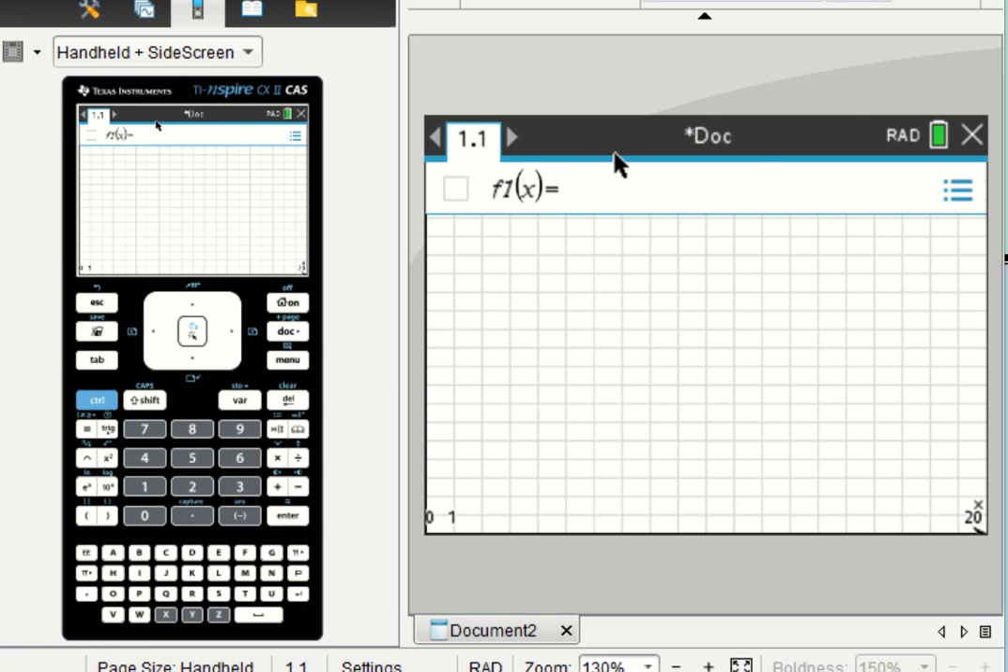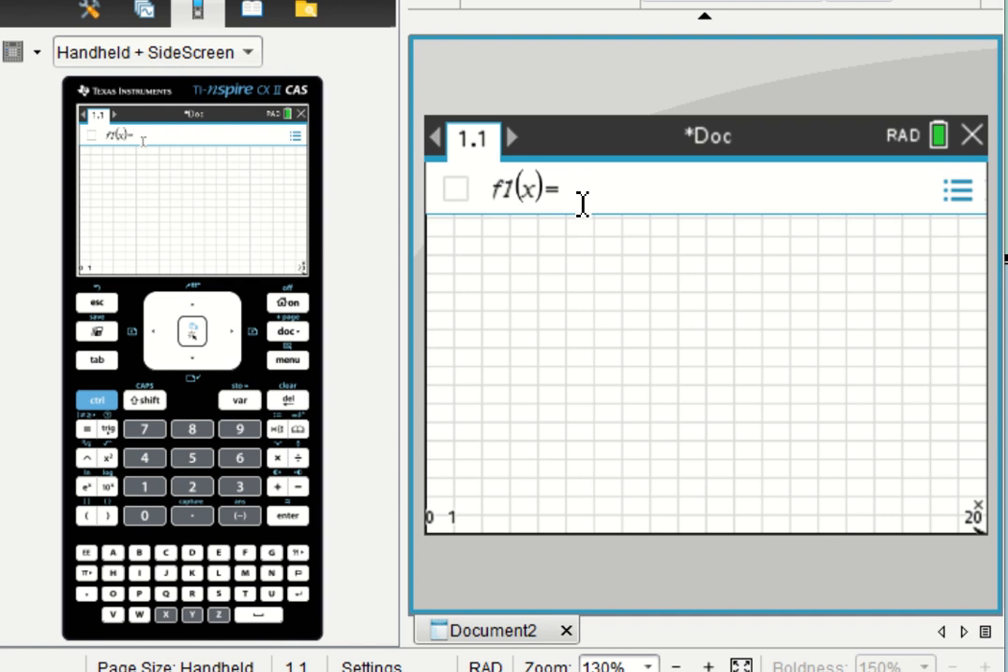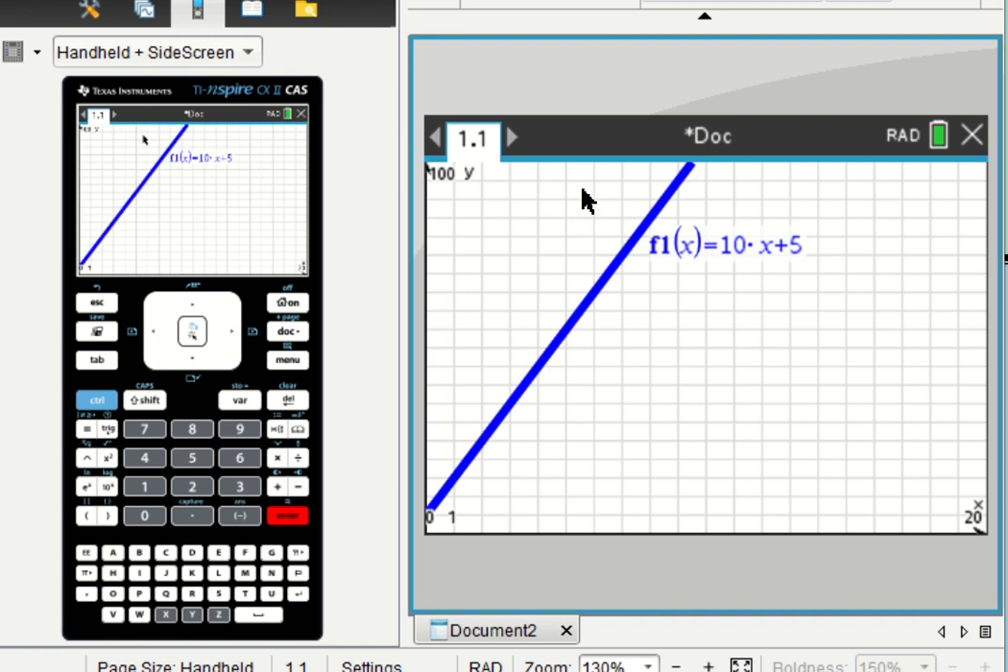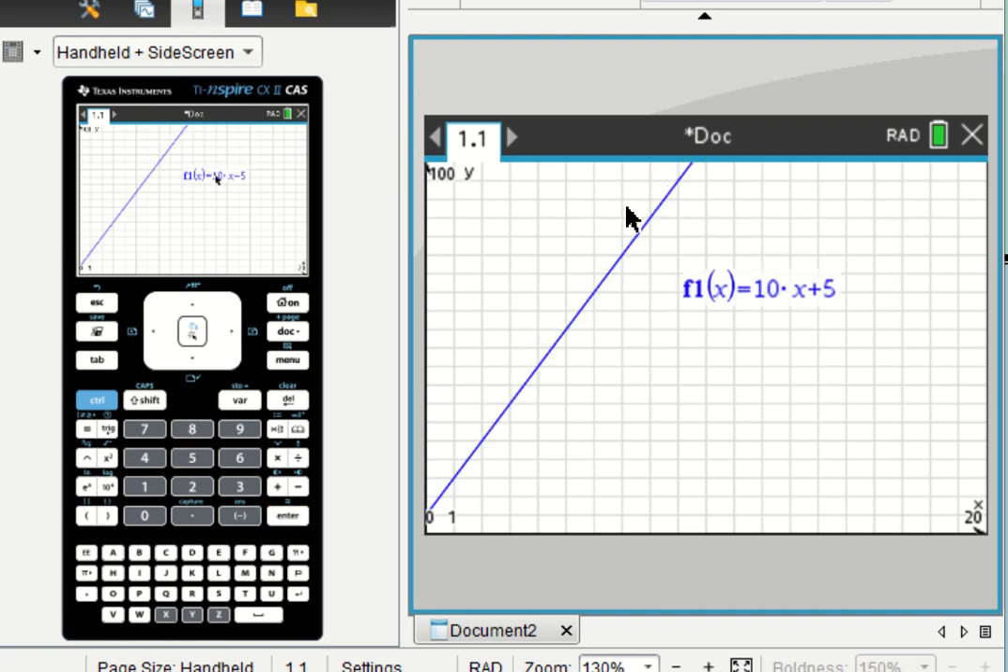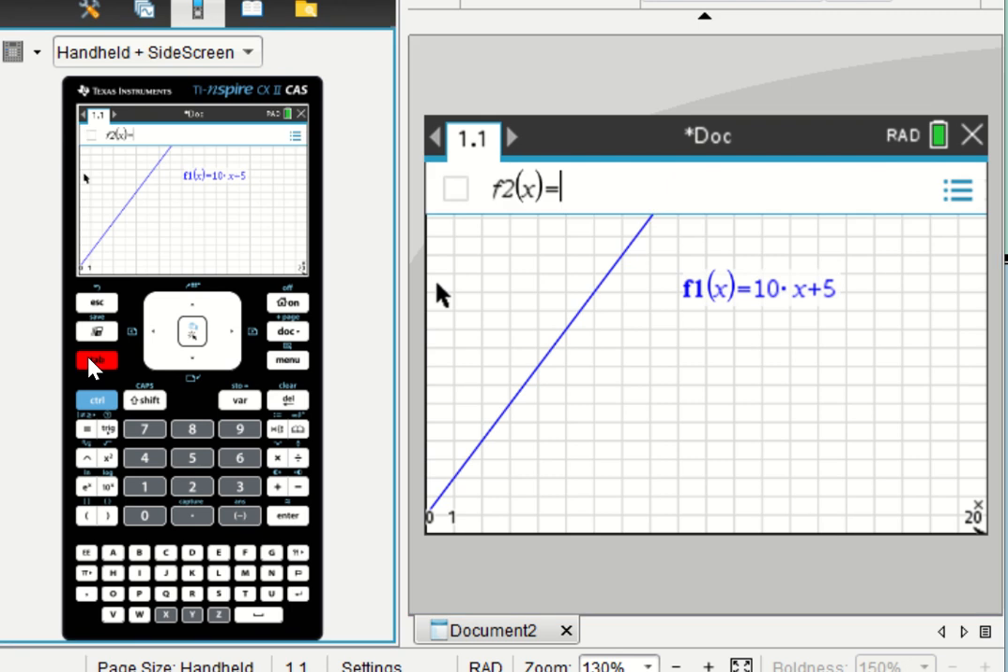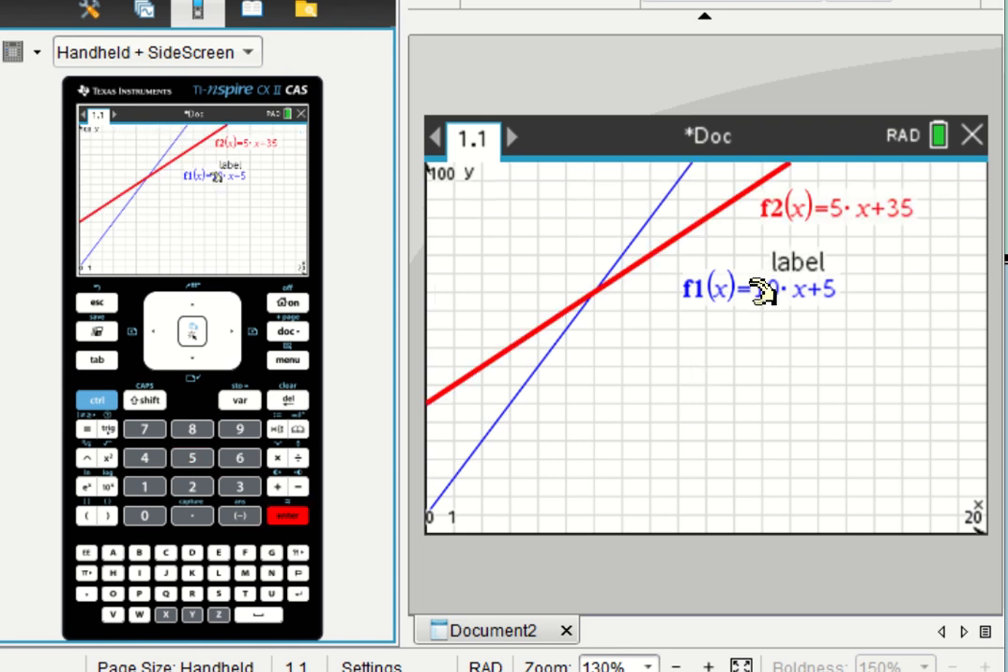So we start with f1 of x. That's the same exact thing as y equals. I don't have to get rid of f1 of x. I can just type the other side of the equal sign from there and say 10x plus 5. And there's my equation in y equals form. Now, to get my command line back, I just press tab. Now our second equation, we're only increasing by 5, so it's 5x, but we started with 35. And that's our two equations.